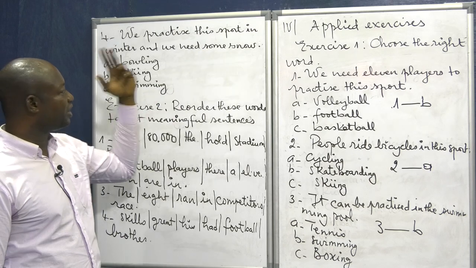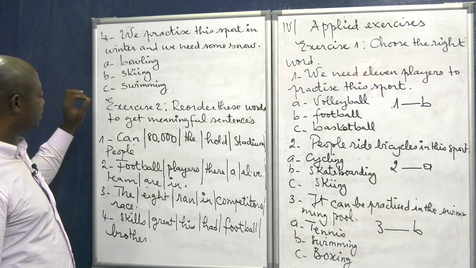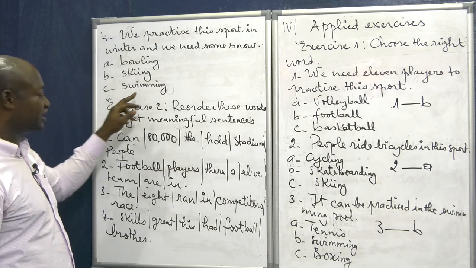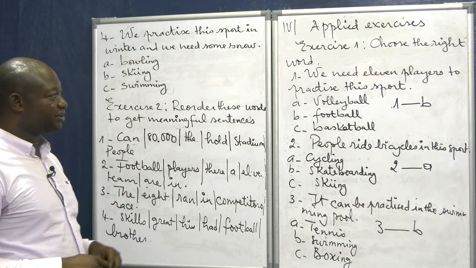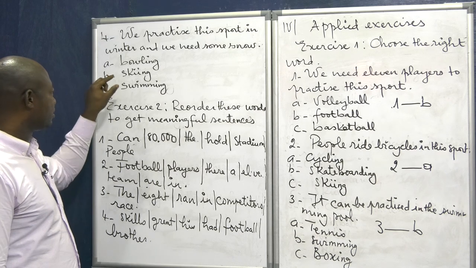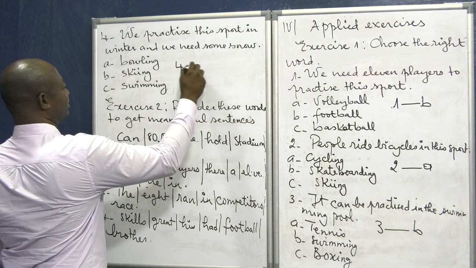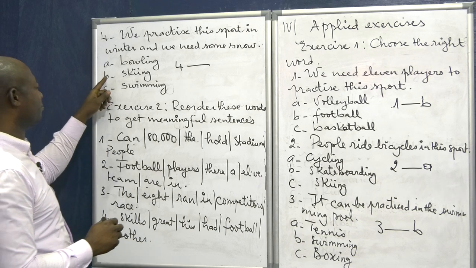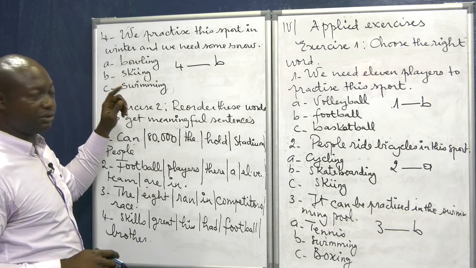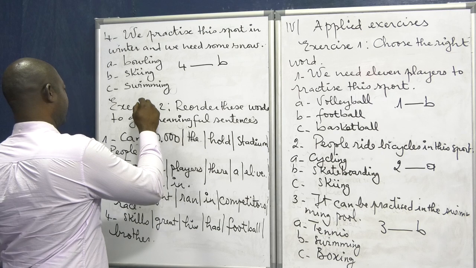Winter and snow. We have two keywords, winter and snow. And we also have three proposals, trois propositions. A, boring, B, skiing, and C, swimming. You are asked to choose the right word. Is the right word boring, skiing, or swimming? The right word, or the best answer, is B, skiing, because skiing is practiced especially in winter, and we need some snow, neige.